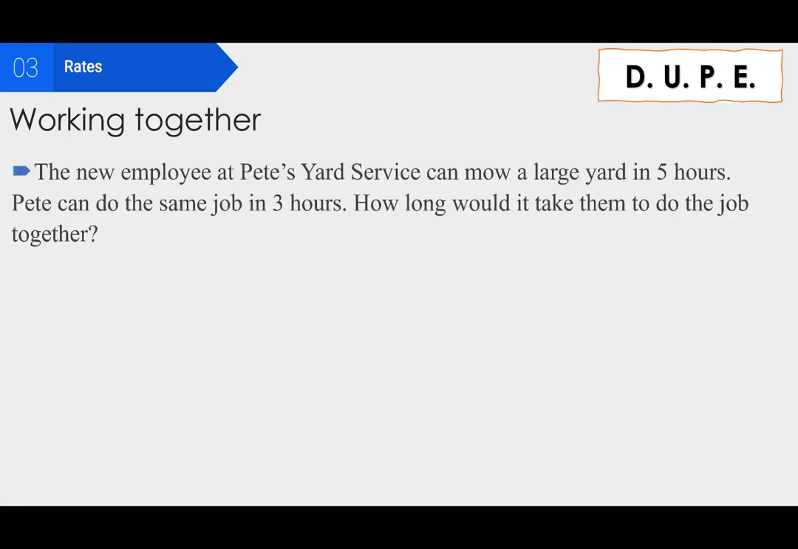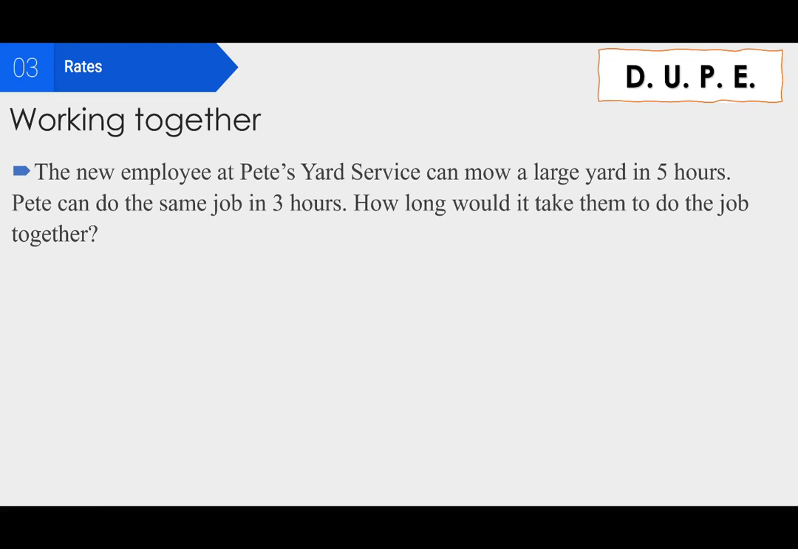Here's an example problem. The new employee at Pete's yard service can mow a large yard in 5 hours. Pete can do the same job in 3 hours. So already we have the employee and Pete having different rates. How long would it take them to do the job together?